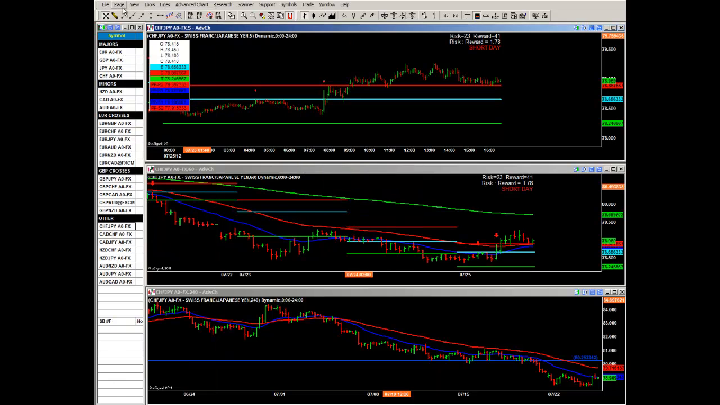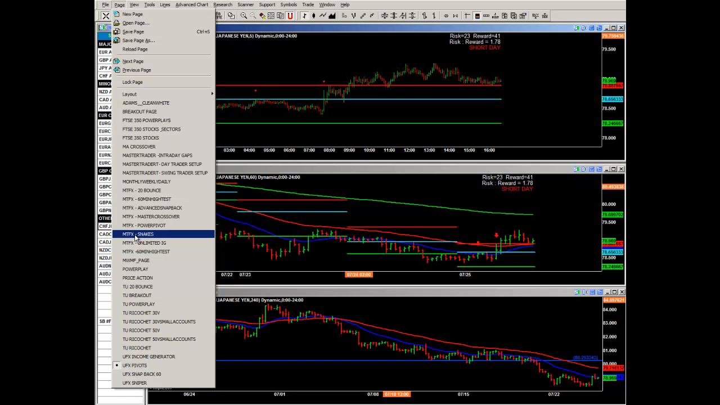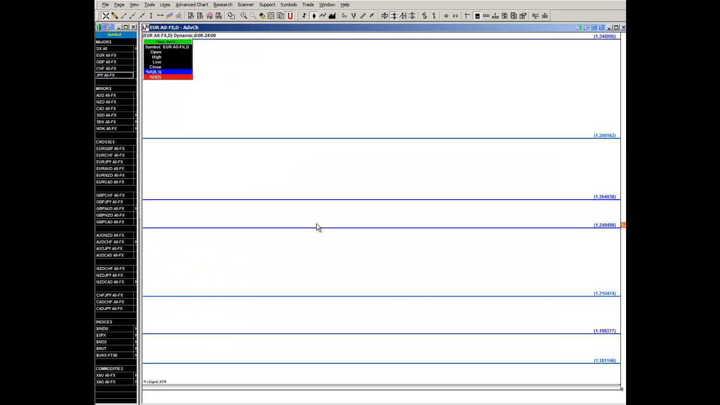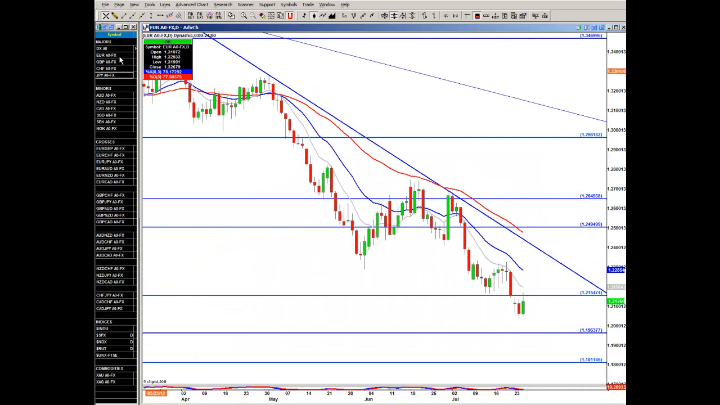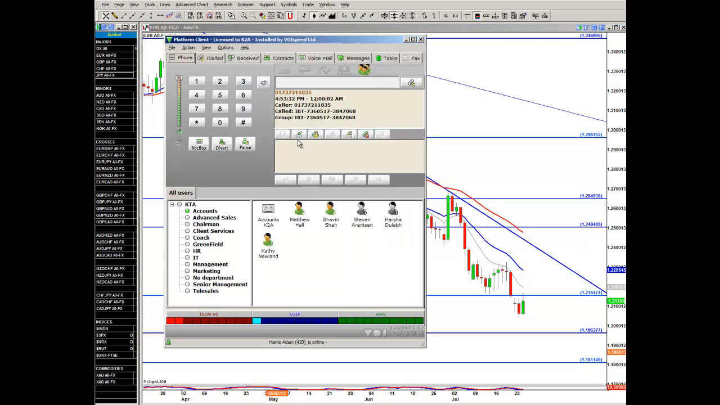Let's do my midweek market focus page. Let's go and have a look at what's going on at the moment. Let's do a quick look at the dollar strength, obviously, which affects the euro. Seriously? Someone's phoning me now.